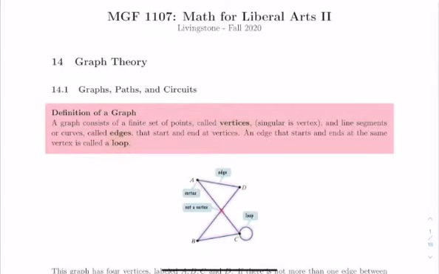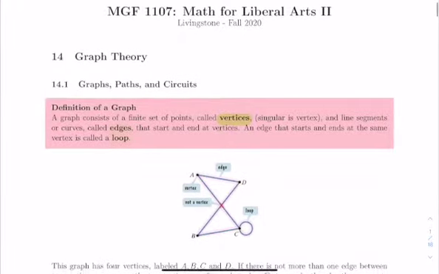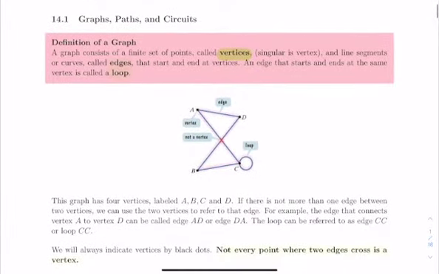In section 14.1, we're looking at graphs, paths, and circuits. A graph consists of a finite set of points called vertices, or vertex, which is singular, and line segments or curves called edges that start and end at vertices. An edge that starts and ends at the same vertex is called a loop. So in the diagram below, all of our straight lines are going to be our edges.